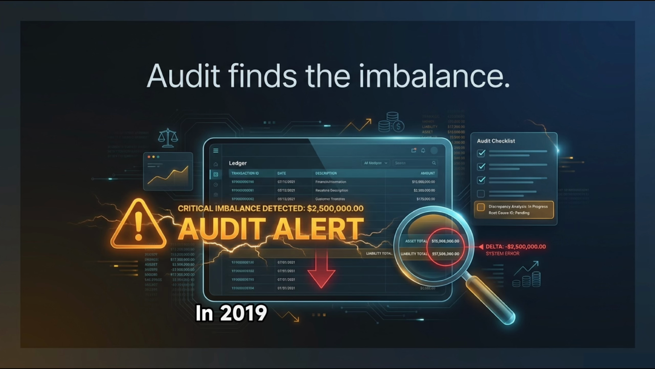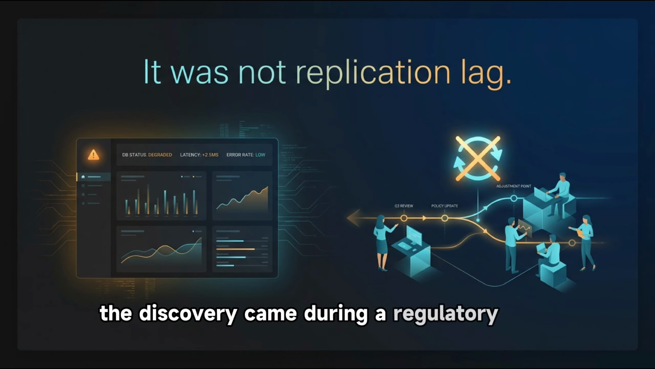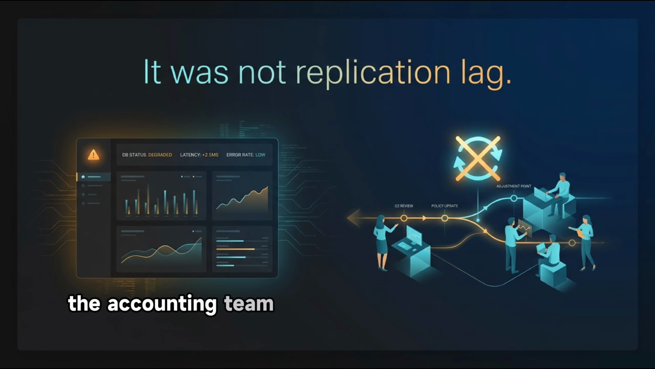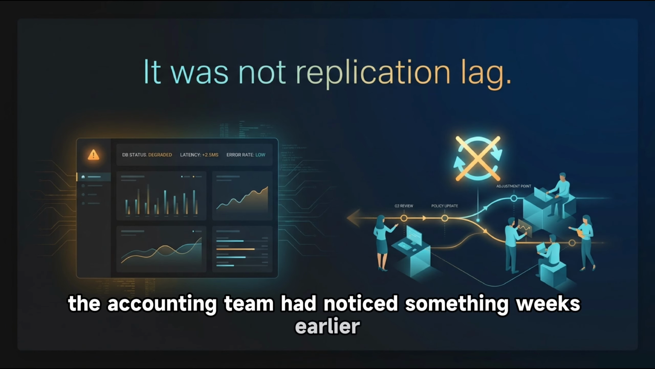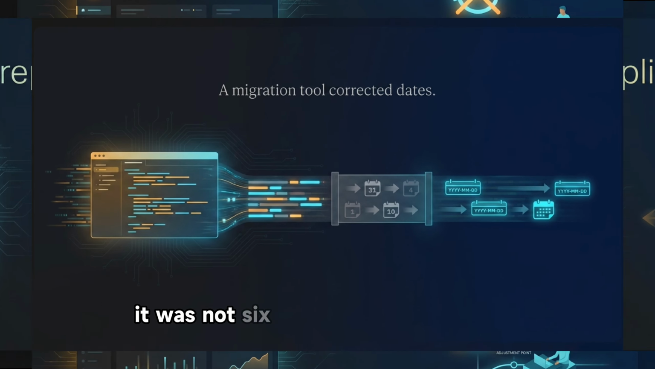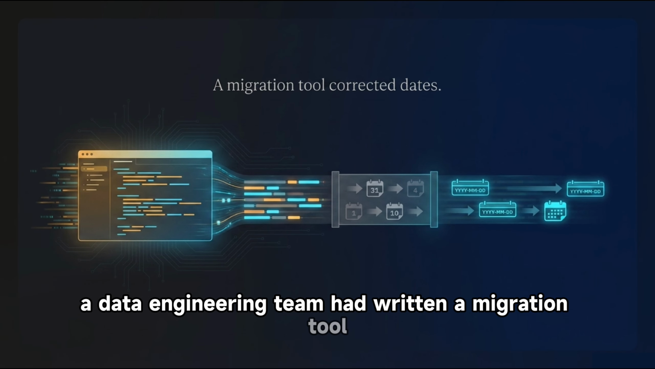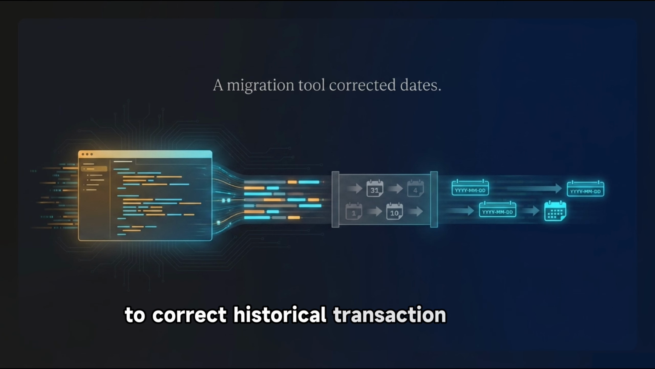In 2019, a fintech company discovered that their general ledger was out of balance by several $1 million. The discovery came during a regulatory audit. The accounting team had noticed something weeks earlier, but assumed it was a replication lag. It was not. 6 months before the audit, a data engineering team had written a migration tool to correct historical transaction records imported with incorrect dates.